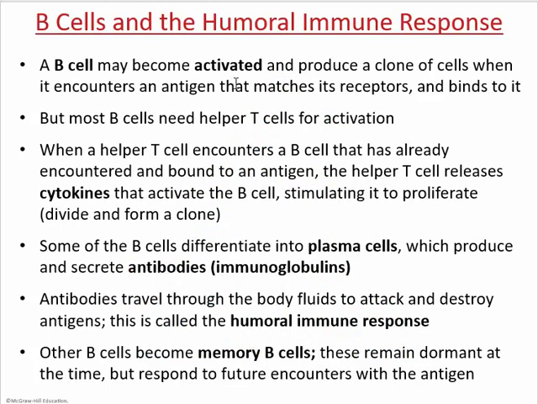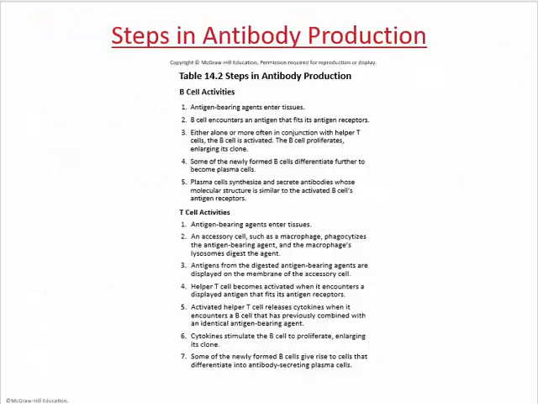So the B cells become activated, produce clones. B cells need the helper cells usually, but it's not necessary. The B cells differentiate into plasma cells that secrete antibodies. Antibodies, the immunoglobulins, come from plasma cells. Plasma cells are B cells that have grown endoplasmic reticulum. And then we end up with memory cells from that. So this is just the steps.